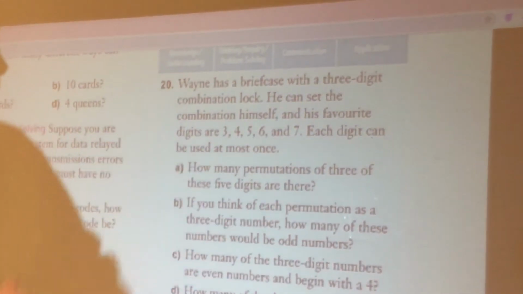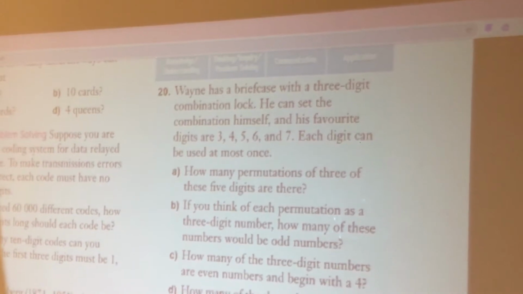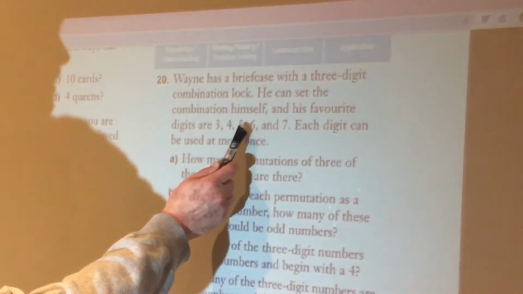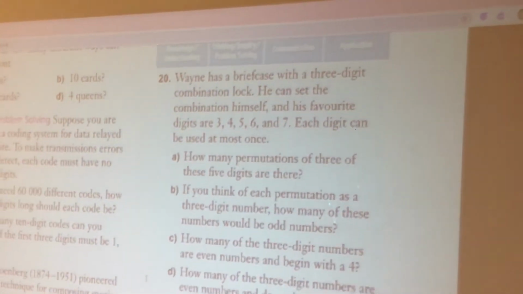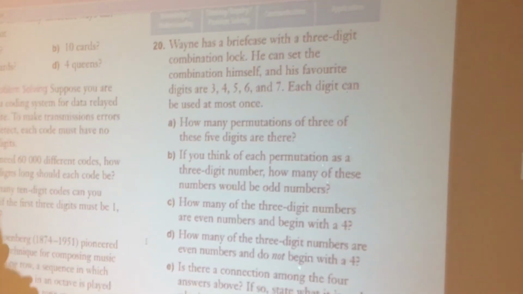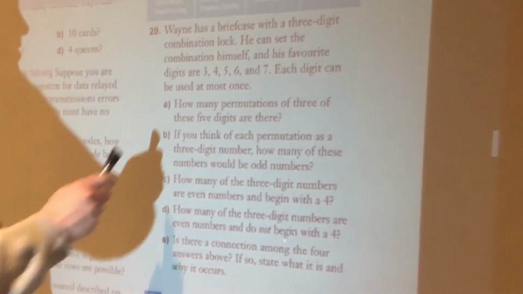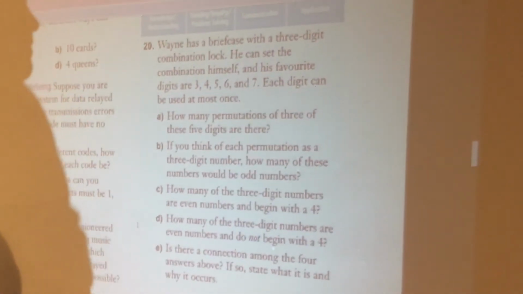Question number 20. Wayne has a briefcase with a 3-digit combination lock. He can set the combination himself. His favorite digits are 3, 4, 5, 6, and 7, so that's what he's going to be using, those 5 elements, arranging them in a combination, which has a position for it. The first question is, how many permutations of 3 of these 5 digits are there?